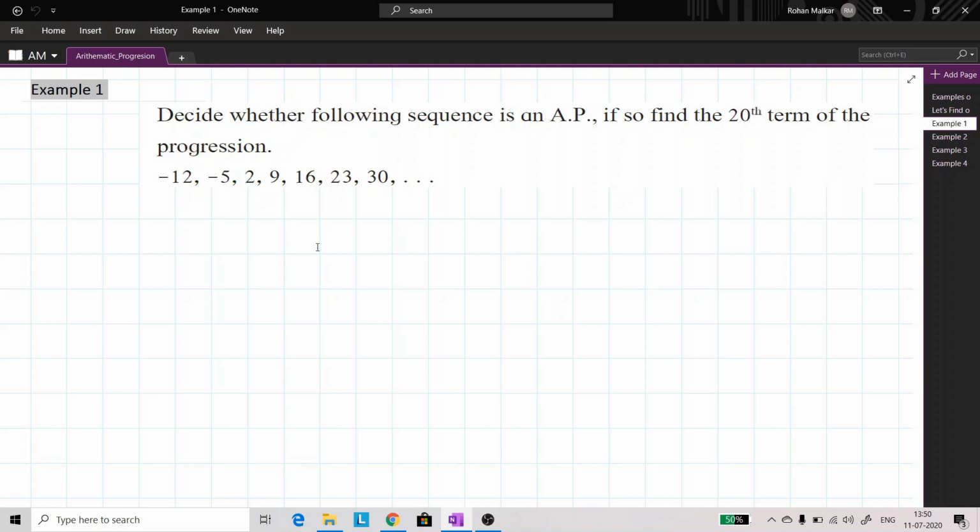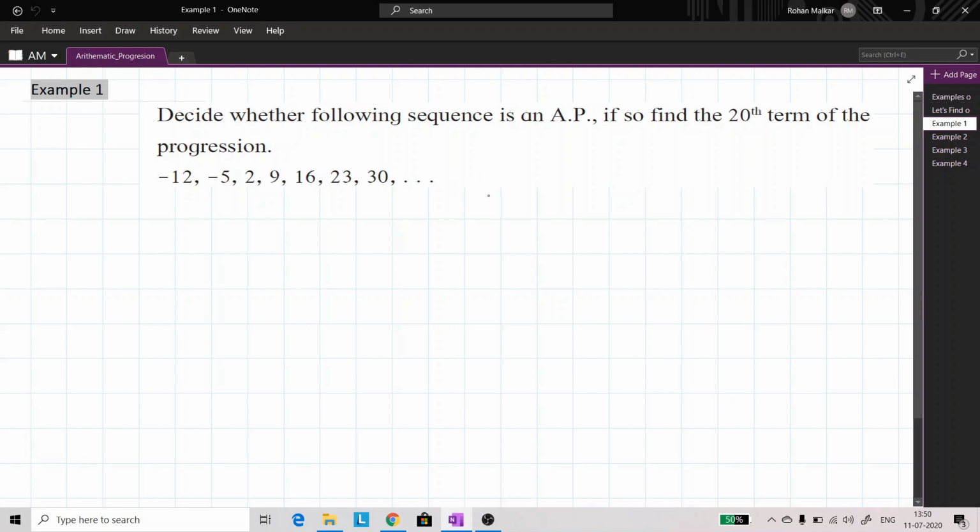So this is the first sum, in which we are going to find the 20th term in the progression. Let's first decide whether this is an AP or not. For it to be an AP, we know that the common difference between two consecutive terms should be the same for all the numbers in that series.